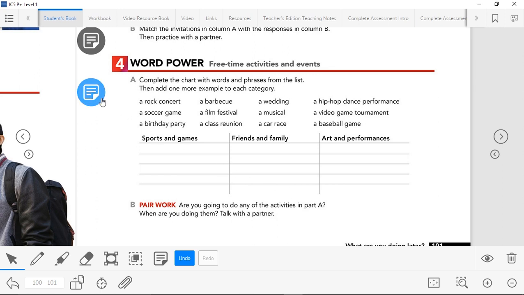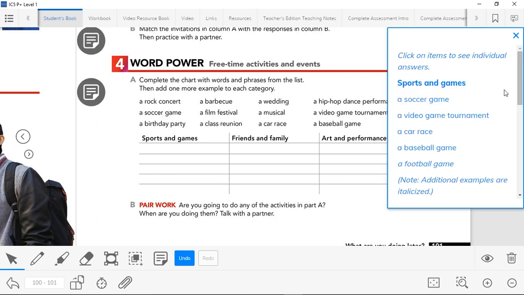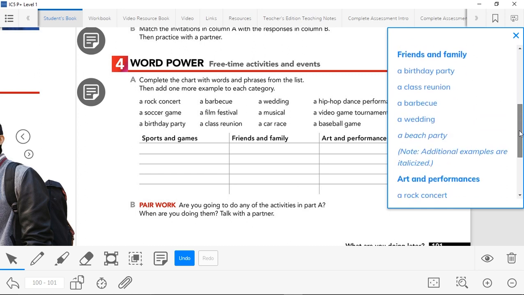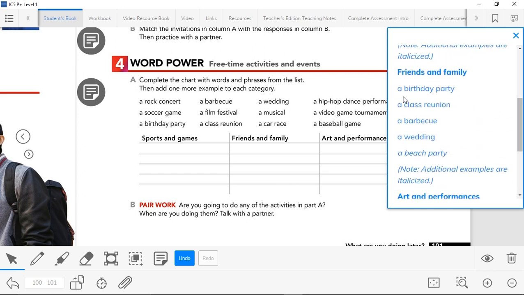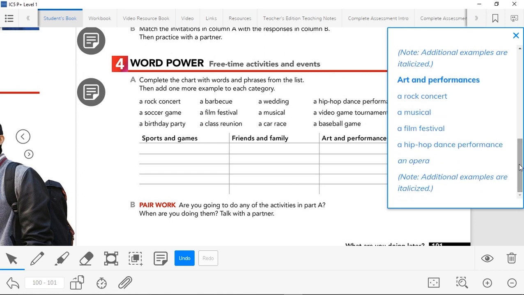Now, let's check. For the sports and games, we have a soccer game, a video game tournament, a car race, a baseball game, and a football game that can be an optional one, okay? For friends and family, we have a birthday party, a class reunion, a barbecue, a wedding, a beach party that can be the optional one, okay? And for the art and performances, we have a rock concert, a musical, a film festival, a hip-hop dance performance, and as an optional, an opera.